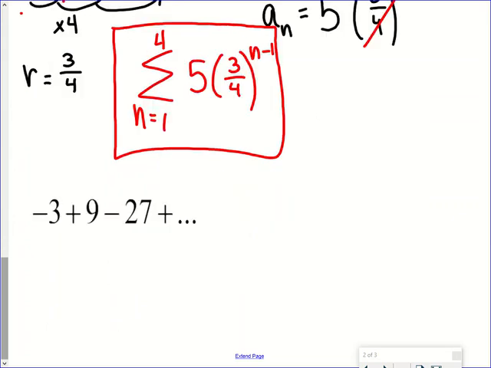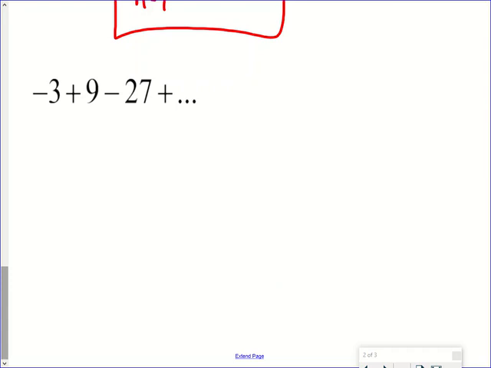Okay, so last one. This time we have -3 plus 9 minus 27 plus something. For this one, we have to figure out how we're getting from -3 to 9 to -27. This one is a little bit different because you have opposite signs. So this should be a giveaway that you might have a negative. -3 to 9 would be times -3. 9 to -27 would be times -3. So that means it's a multiplication again, so that's another geometric. And our pattern, R, is going to be -3.